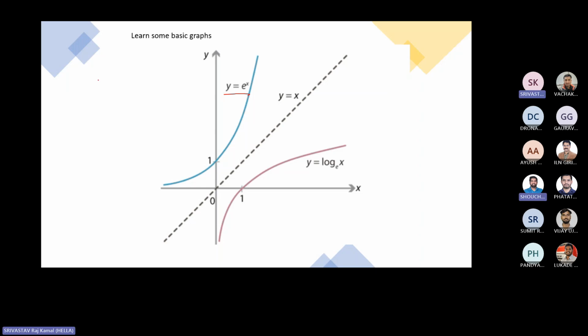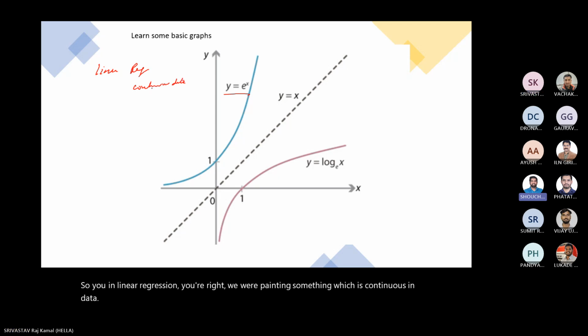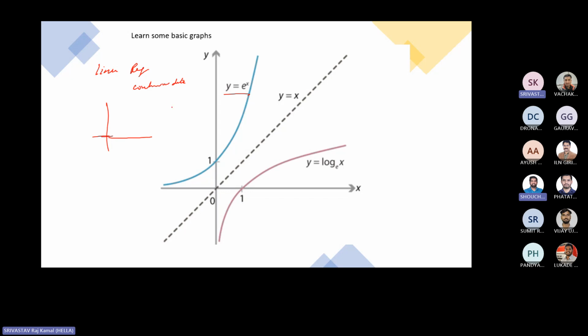Right, in linear regression we were predicting something which is continuous in data. But when you say it's a discrete value, it cannot be anything other than zeros or ones. Any value which is not restricted to zeros and ones, in those cases we can use linear regression.